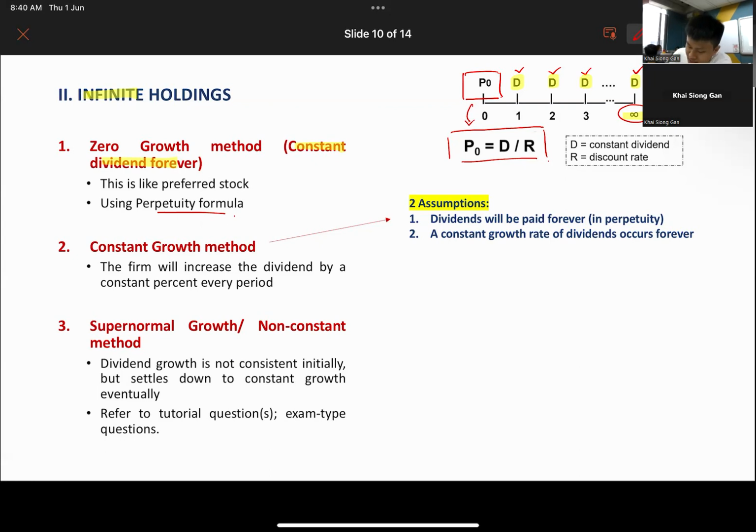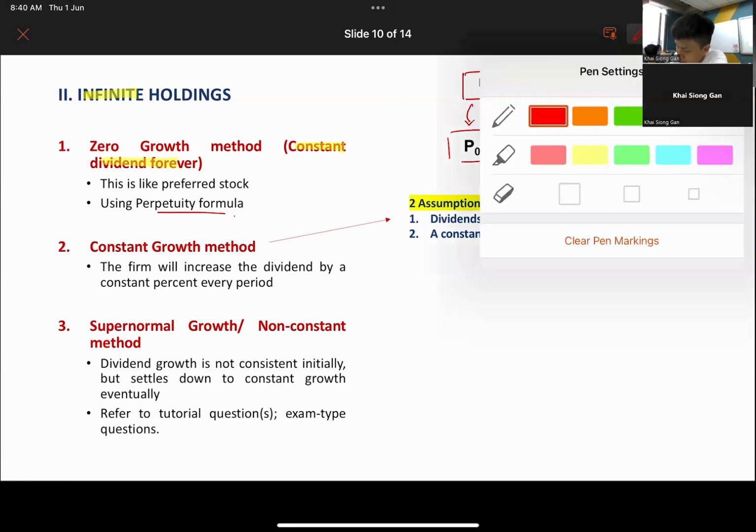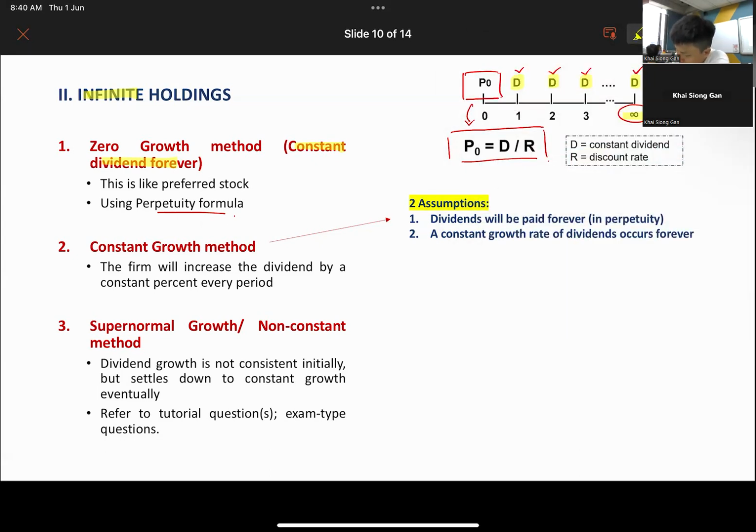Okay, now second scenario, here we say that constant growth method. So that means that we assume the firm will increase the dividend by a constant percent every period. So the dividend is no longer fixed, but it will grow. But the thing is this, the growth rate is fixed here. That means you know how much it grows every year for this second scenario. The dividend amount is not fixed, but the growth rate is fixed. Therefore we'll use constant growth method.